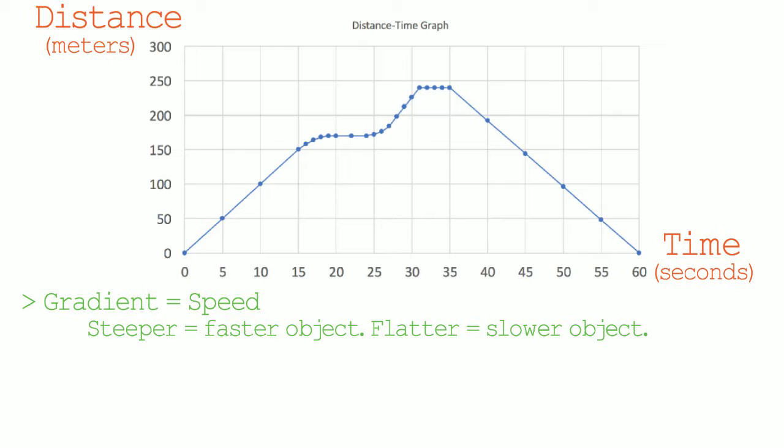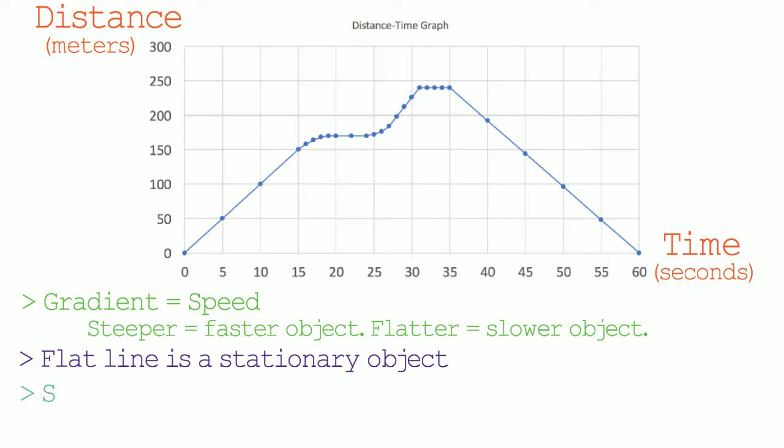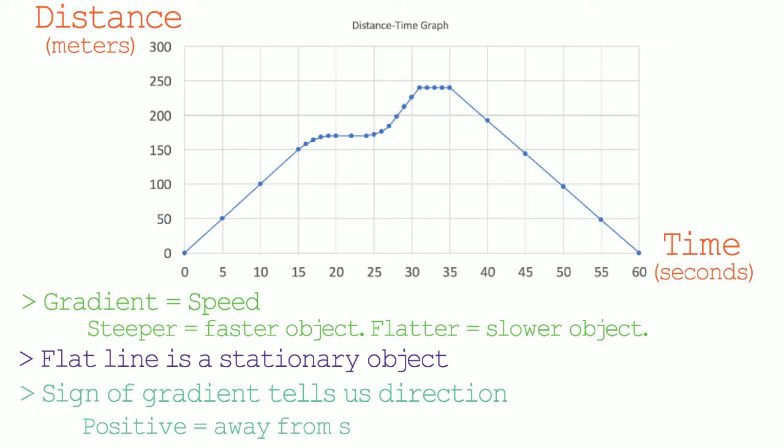When the distance time line is completely flat, the object is stationary. If the distance time line has a positive gradient, i.e. is sloping upwards, it shows that the object is travelling away from the starting point. If the object has a negative gradient, i.e. the distance time line is sloping downwards, it shows that the object is travelling back towards the starting point.